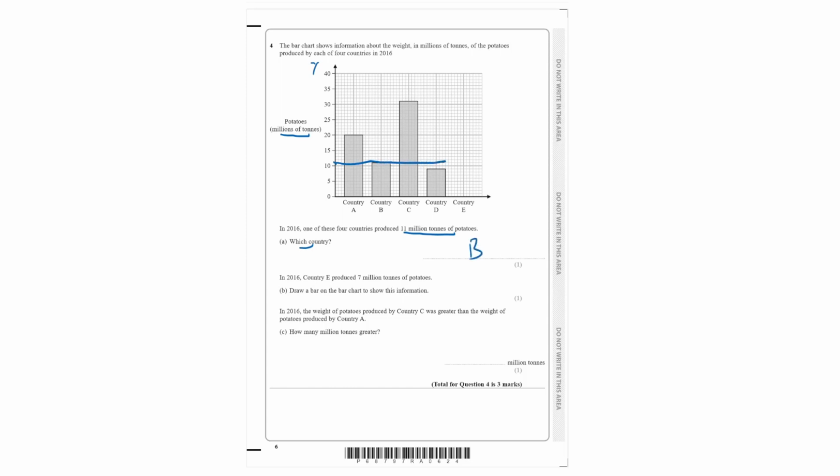In 2016, country E produced 7 million tons of potatoes. Draw a bar on the bar chart to show this information. So again, we look for number 7. So this is 6, this is 7. We draw a line perfectly parallel, and we simply draw our bar chart.